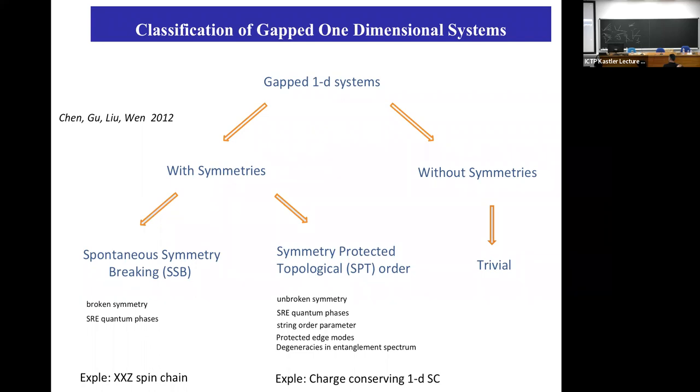For spontaneous symmetry breaking, the typical Landau type system, we have broken symmetry, again short-range entanglement in the quantum phase. So these are the two examples that I will study in quite detail.